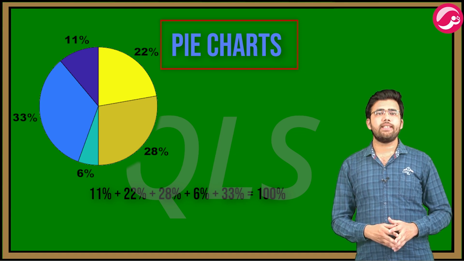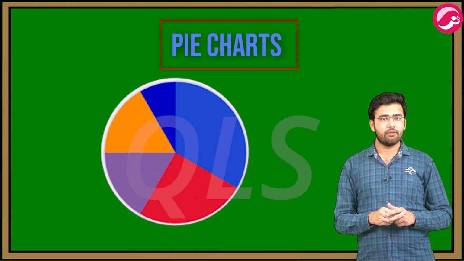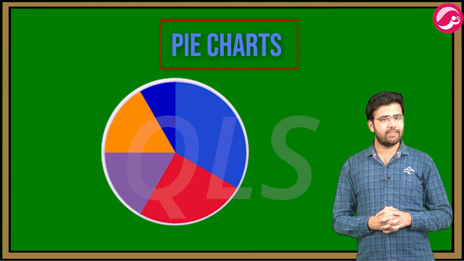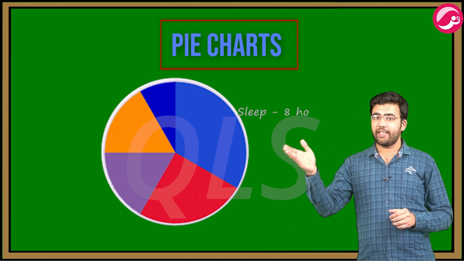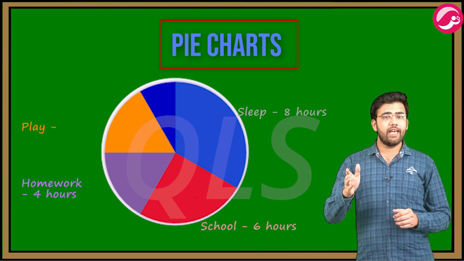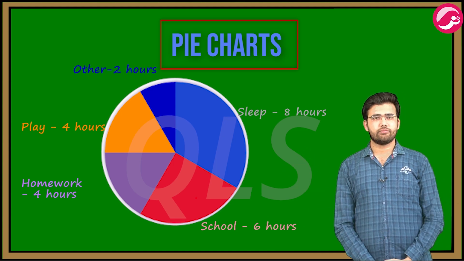For example, in the above graph, the proportion of the time spent by a student during a day is given. Sleep for 8 hours, school for 6 hours, homework for 4 hours, play for 4 hours, and for other activities 2 hours are allotted.